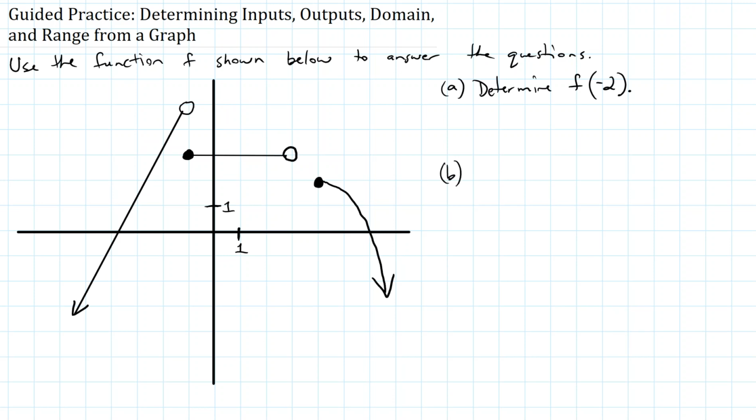Question B, determine f of 0.2. It's the same process here. 0.2 is an input or an output, meaning an x or a y. Locate it on the x or y axis, and then find the input or output that goes with it, or if there's more than one, list all of those. Pause the video and see if you can figure that out.